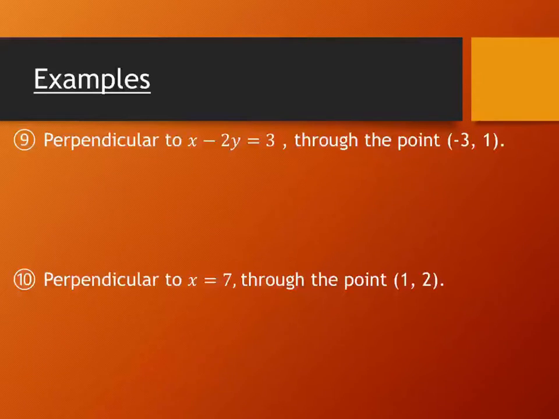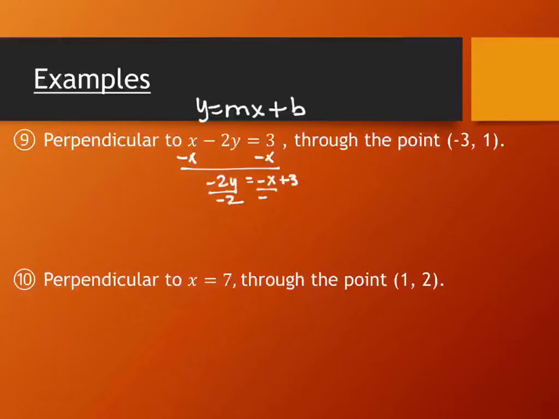and we would need to change that into slope-intercept so that we can see the slope more easily, right? So our goal is to put it into y equals mx plus b, just like our last problem. So we'll shift the x to the right-hand side. So I have negative 2y equals negative x plus 3. And then I'll divide each term by negative 2.